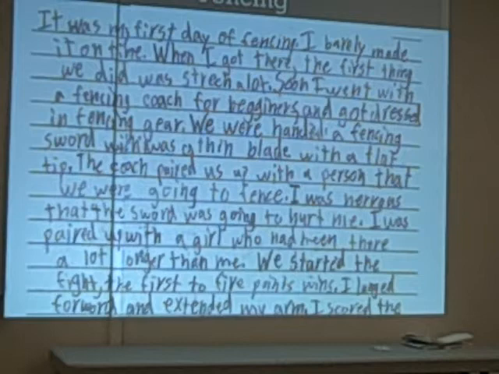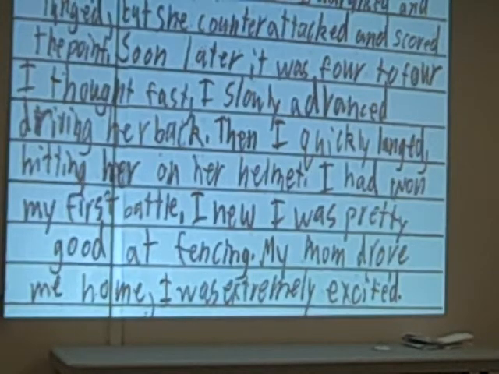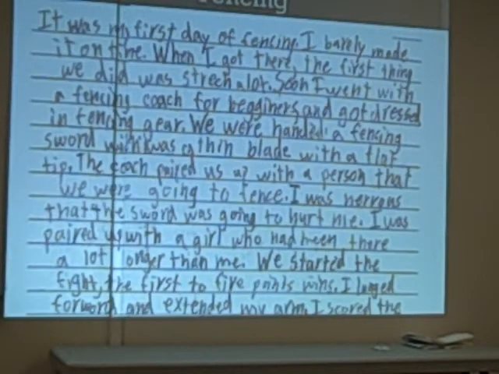I was nervous that the sword was going to hurt me. I was paired with a girl who had been there a lot longer than me. We started the fight. The first of 5 points wins. I lunged forward and extended my arm. I scored the first point. The next round, I advanced and lunged, but she counterattacked and scored the point. Does that say soon? Soon later, it was 4-4. I thought fast. I slowly advanced, driving her back. Then I quickly lunged, hitting her on her helmet. I had won my first battle. I knew I was pretty good at fencing. My mom drove me home. I was extremely excited. Except for that last part. What do you know?